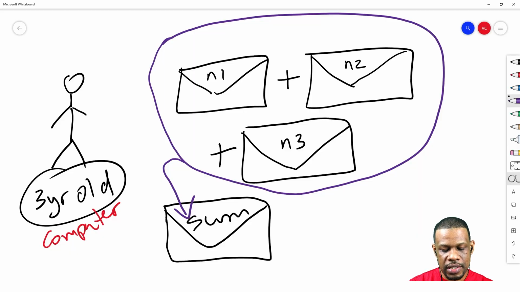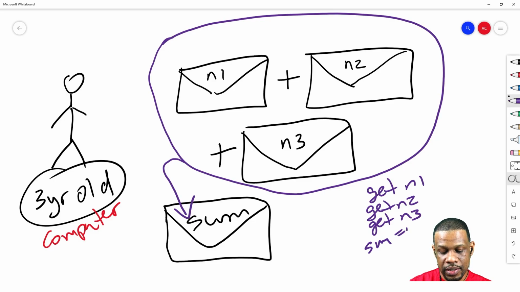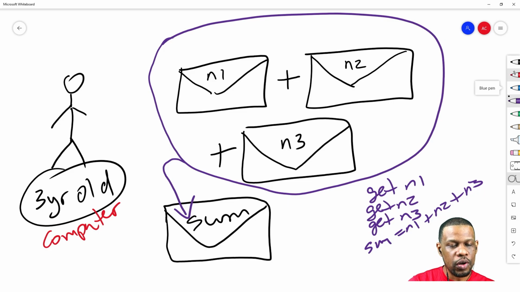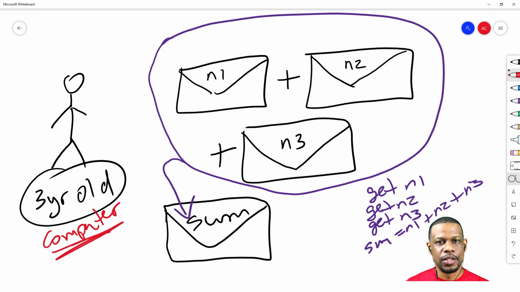All the child needs to know is the instructions: get N1, get N2, get N3, and then sum is equal to N1 plus N2 plus N3. That's all the child needs to know. And in the case of the computer, that's all the computer needs to know, because it just needs to know the variables that are being used. Once you know the variables, the computer will just follow your instructions, because that's what it's there for. So N1 plus N2 plus N3, put it in a variable called sum.